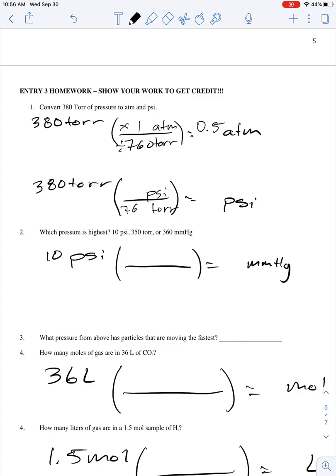Same thing again, torr's down here, PSI is on top. I get 760 torr, 14.69 PSI. Multiply and divide. I'm going to get 7.35 PSI. Now, which pressure is highest?